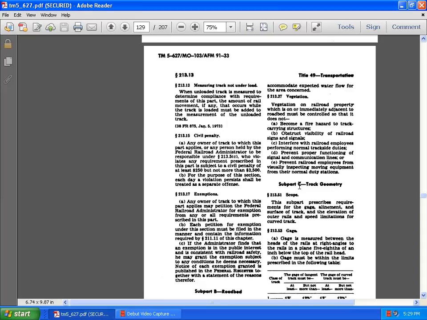213.17, Exemptions. Any owner of track to which this part applies may petition the Federal Railroad Administration for exemption from all requirements prescribed in this part. Each petition for exemption must be filed in the manner and containing the information required at 211.11 of this chapter. If the Administration finds the exemption is in the public interest and consistent with railroad safety, it must be granted. The exemption is subject to conditions the Administration deems necessary, and notice of the exemption granted is published in the Federal Register together with a statement of the reasons thereof.